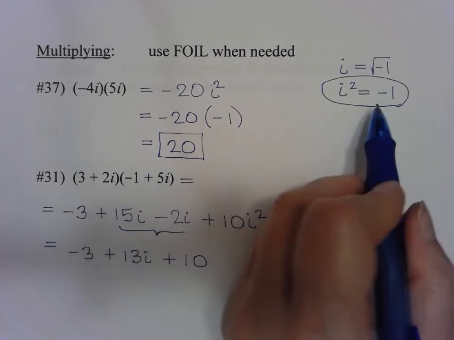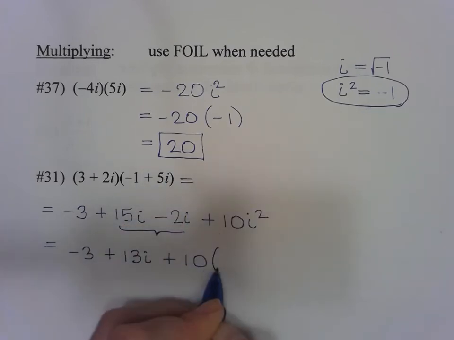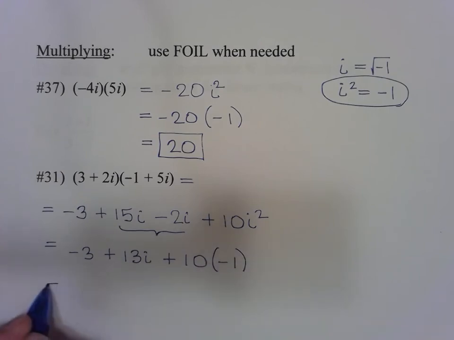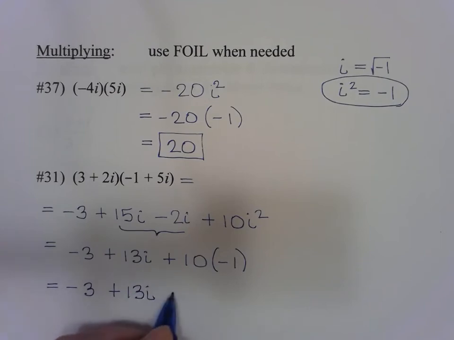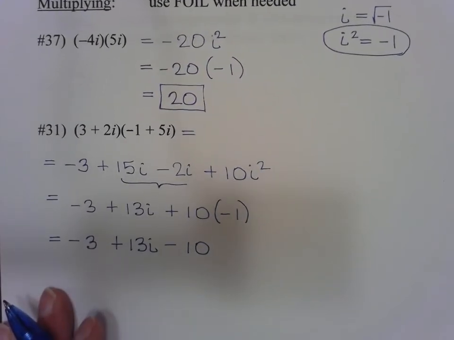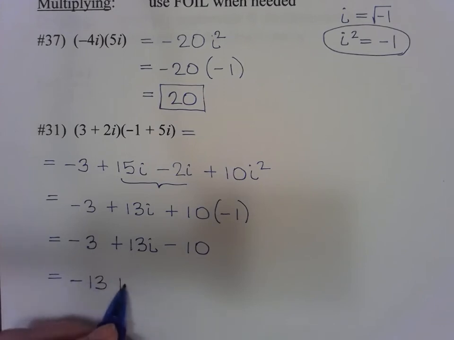And just like in the last one, i squared is negative 1. So it's going to change the 10 to be a negative. Once we've done that substitution for i squared, now we have two real numbers, negative 3 and negative 10. So we can go ahead and combine those together. So our final answer would be negative 13 plus 13i. And again, notice that a plus bi format.